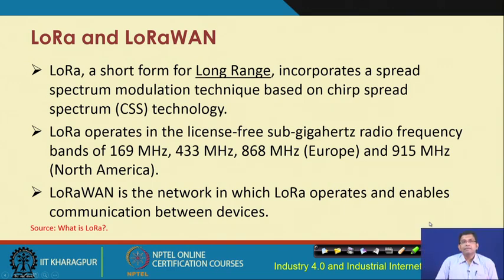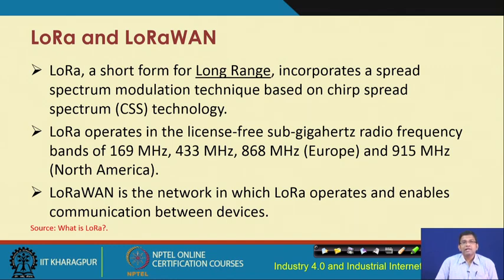LoRa is a short form of long range, LO for long and RA for range. That is how LoRa has been acronymed. For long range communication, LoRa incorporates a spread spectrum modulation technique known as CSS, the full form of which is chirp spread spectrum. C stands for chirp.